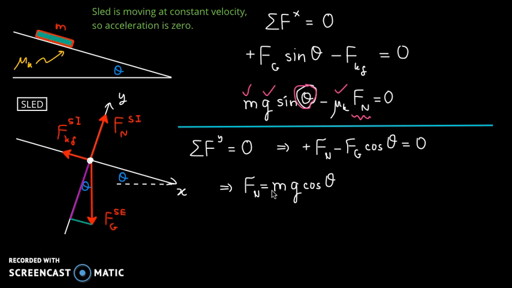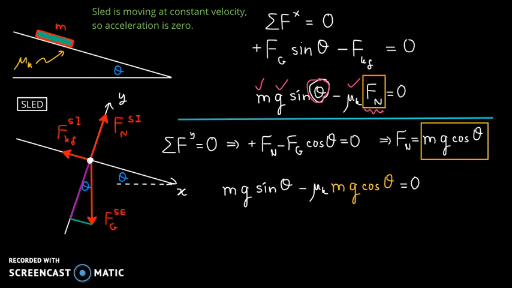Next, we are going to actually use this result. Let me highlight this. F normal is mg cosine theta, right? Take this and substitute it right here, and rewrite the first equation. That way we will combine the two equations to eliminate F normal. And here's what we get when we do the substitution for F normal.